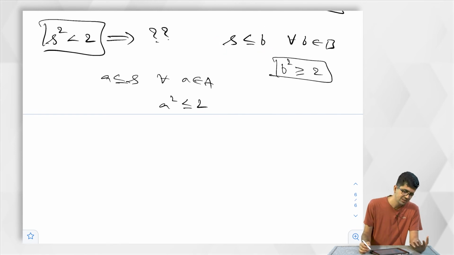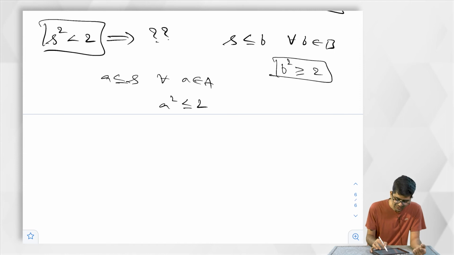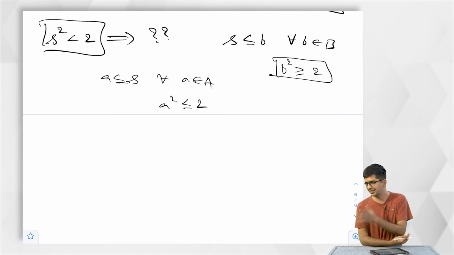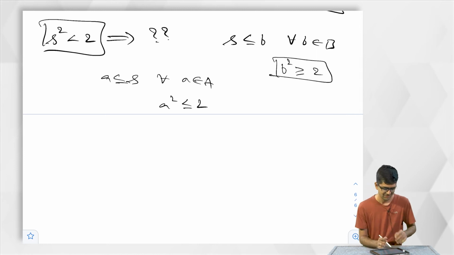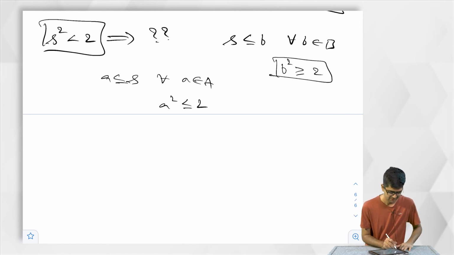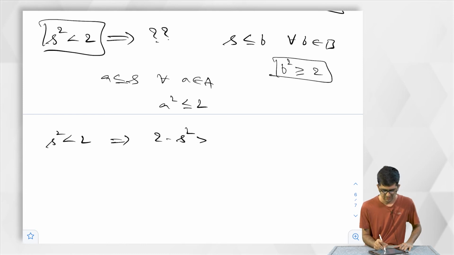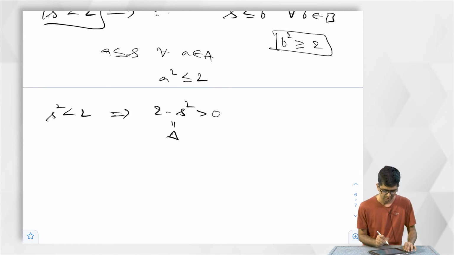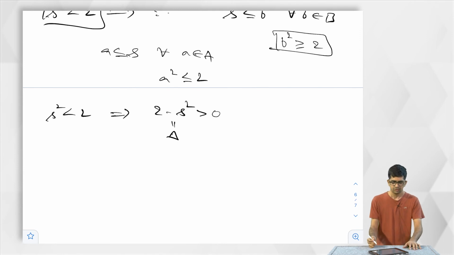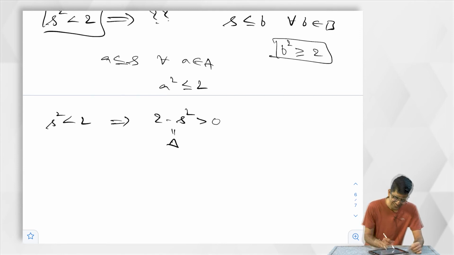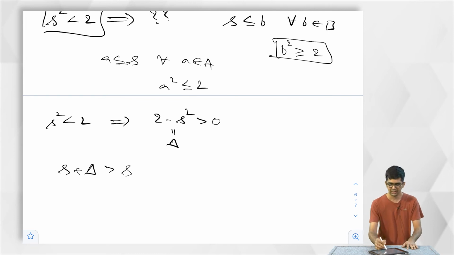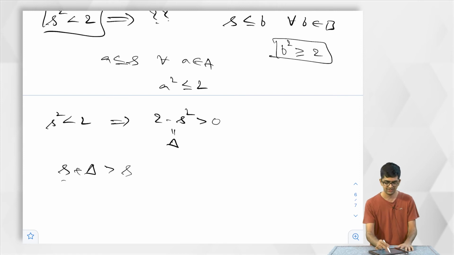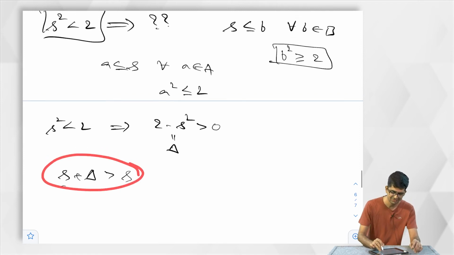So let us try to produce an element B that is greater than S. How do I produce an element that is greater than S? I need to just add some positive element. How do I get that element? See, S square is less than 2. This implies what? 2 minus S square is positive. So maybe I will write this as some element delta. So surely S plus delta is greater than S, right? Delta is positive, I am simply adding some element. So this satisfies this condition.